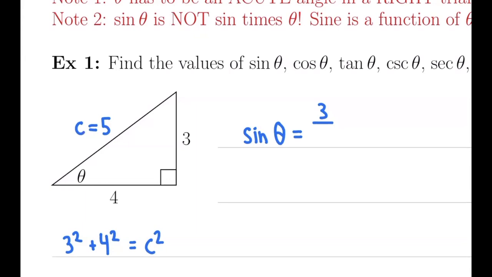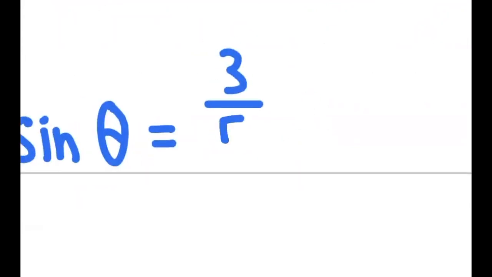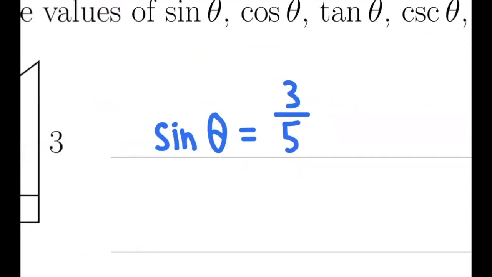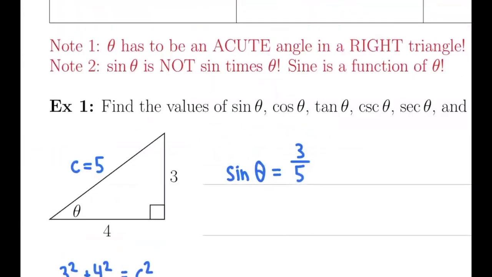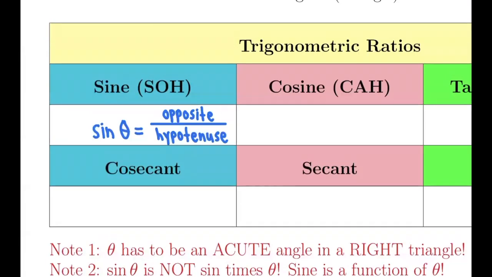Yeah. So back to sine of theta. So sine, it's the length of the opposite leg, which is 3, over the length of the hypotenuse, which we just figured out is 5. So sine of theta for this triangle is 3 over 5. All right. Now let's talk about cosecant. So cosecant is the reciprocal of sine of theta.